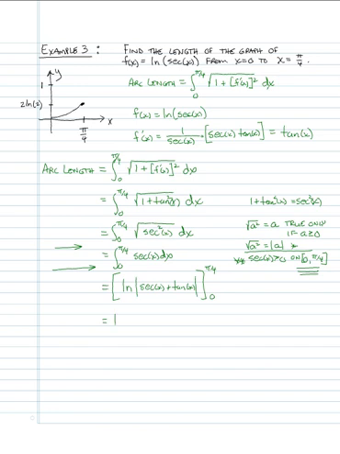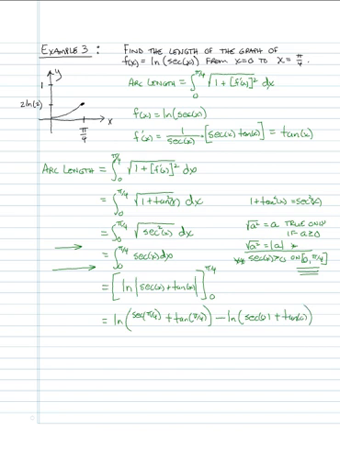So first we'll replace x with pi over 4. So we have the natural log of the secant of pi over 4 plus the tangent of pi over 4, that's replacing x with pi over 4, then minus the natural log of the secant of 0, plus the tangent of 0.